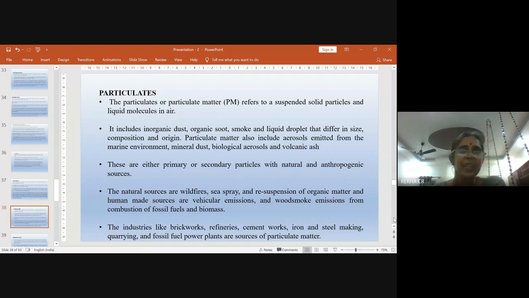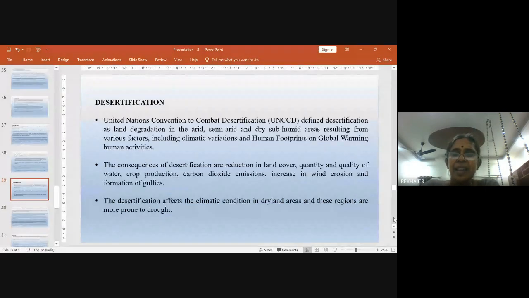So it also contributes to the change of the climate. Next one is desertification, defined as the land degradation in the arid, semi-arid, and dry subhumid areas resulting from various factors including the climatic variations. The consequences of desertification are reduction in land cover, quantity and quality of water, crop production, carbon dioxide emission, increase in wind erosion, and formation of gullies. It affects the climatic condition in the dry land areas, and they are more prone to drought.